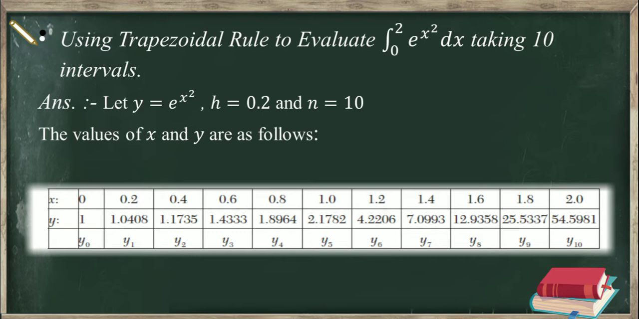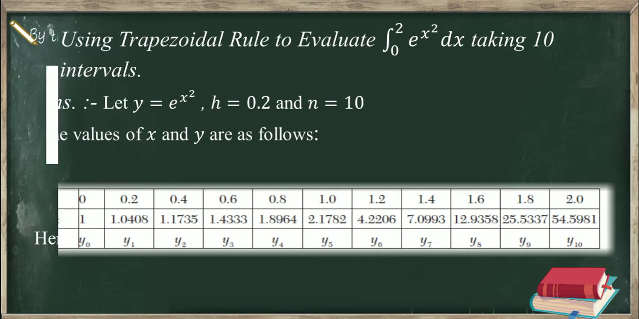Substitute these values in the function e raised to x square, and we get the values of y. y0 is 1, y1 is 1.0408, y2 is 1.1735, y3 is 1.4333, y4 is 1.8964, y5 is 2.1782, y6 is 4.2206, y7 is 7.0993, y8 is 12.9358, y9 is 25.5337, y10 is 54.5981.